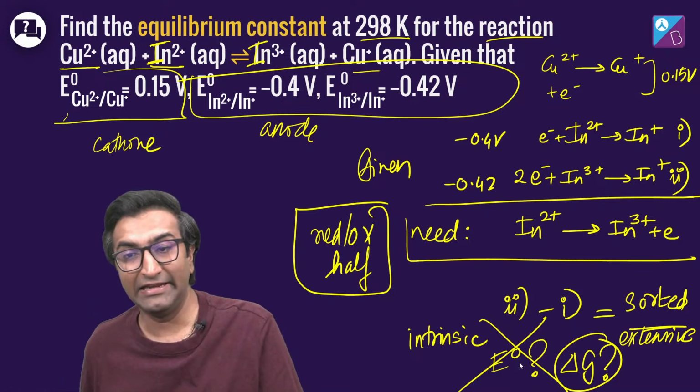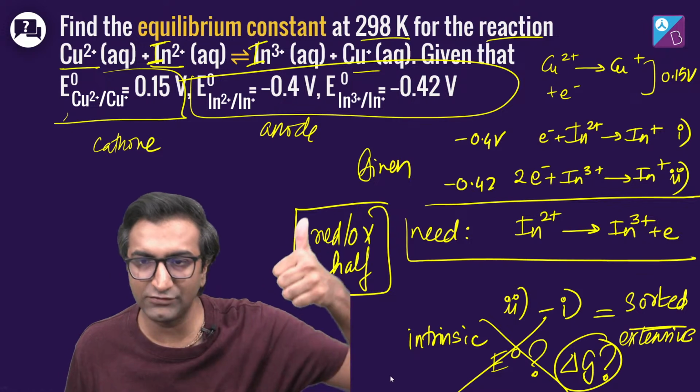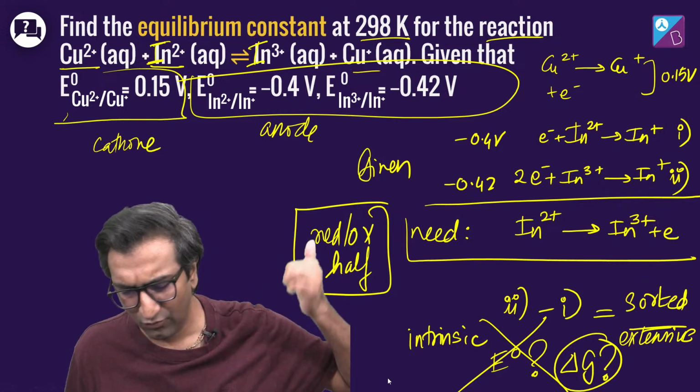You cannot subtract E naught. You must work with delta G. This is the important bit. Is this okay? Give me a thumbs up if this idea is okay. We'll do it together.